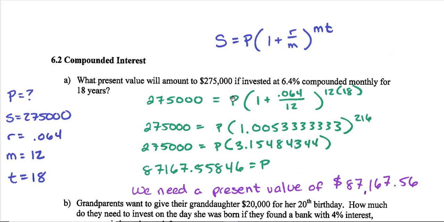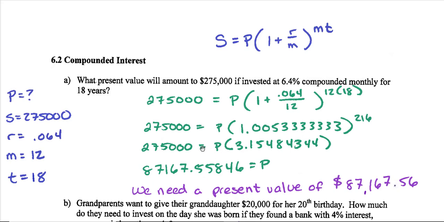Take it slowly when you're doing these calculations. Don't try to do too much in one step. I did 1 plus 0.064 divided by 12, and save your rounding for the very end. Write out as many decimals as your calculator gives you. If you round too soon, you could be off by a couple of pennies, a couple of dollars, even hundreds of dollars. So I wrote out the entire 1.00533333333. And 12 times 18 is 216. Next, I took this 1.00533333333 number and raised it to the 216th power, and again I wrote down as many decimals as my calculator gave me.